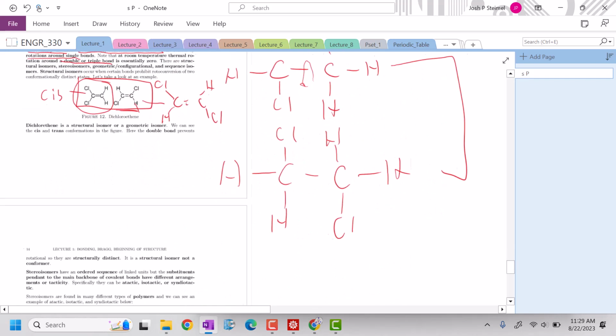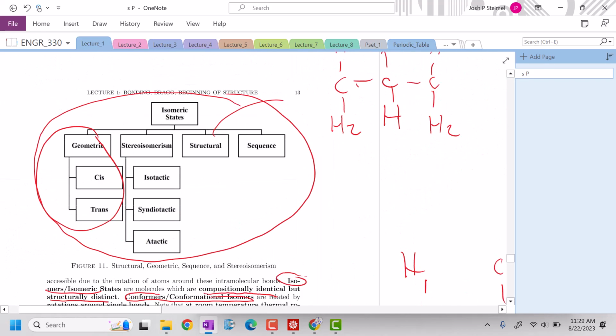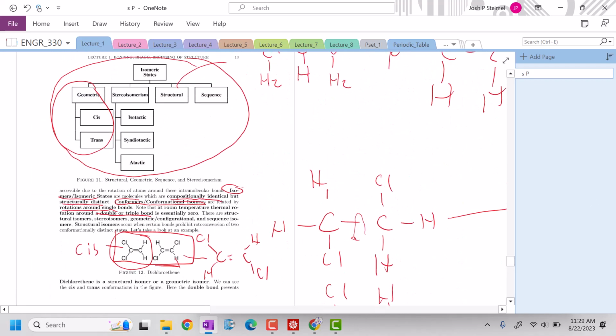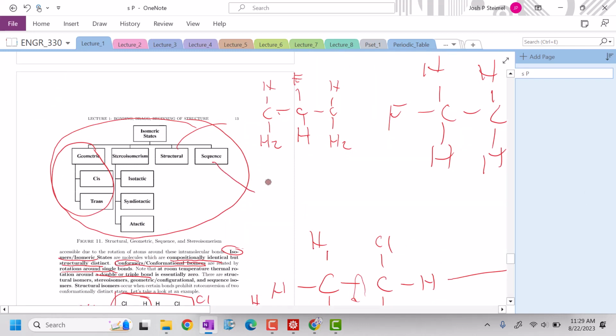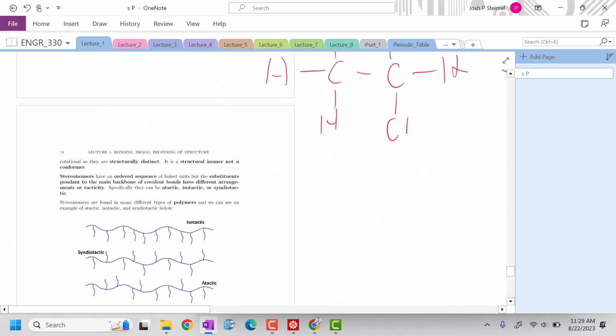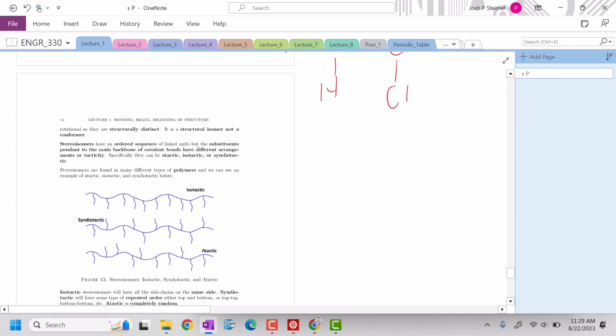Now you can also have a really cool class of isomers. A sequence isomer is really about, if you have a block copolymer, like block A, block A, block A, block B, block B, block B. And then if you have a block of polymer that's arranged randomly, these would be sequence isomers. So again, chemically identical, 3 A's, 3 B's, but structurally distinct. That's essentially the difference here.